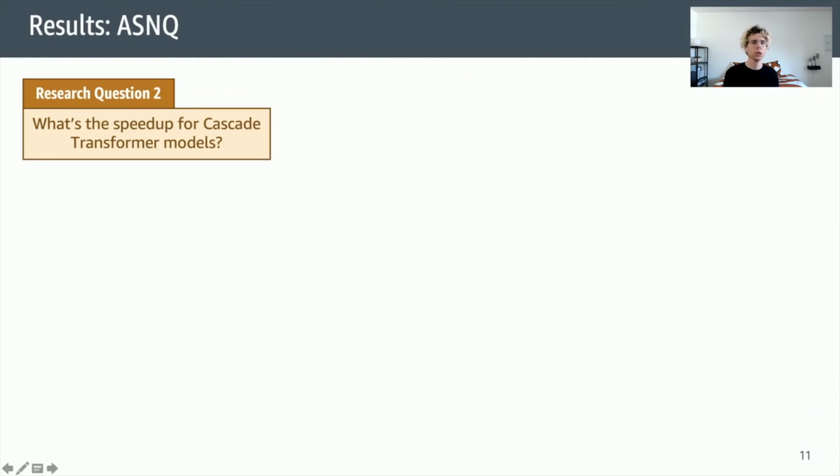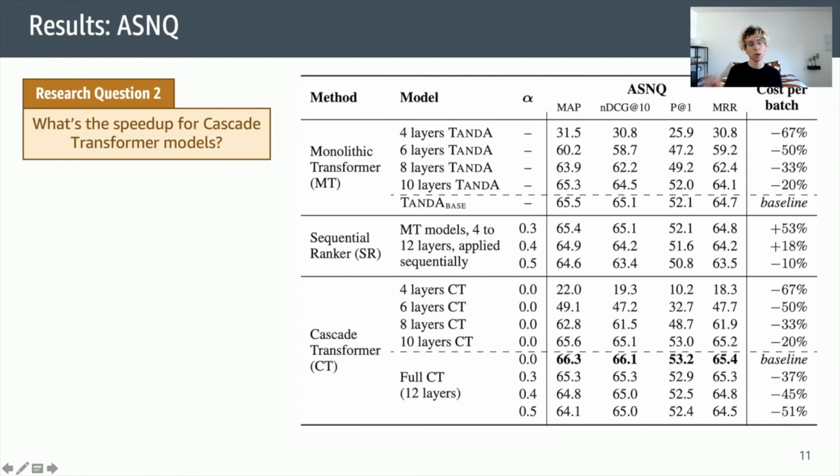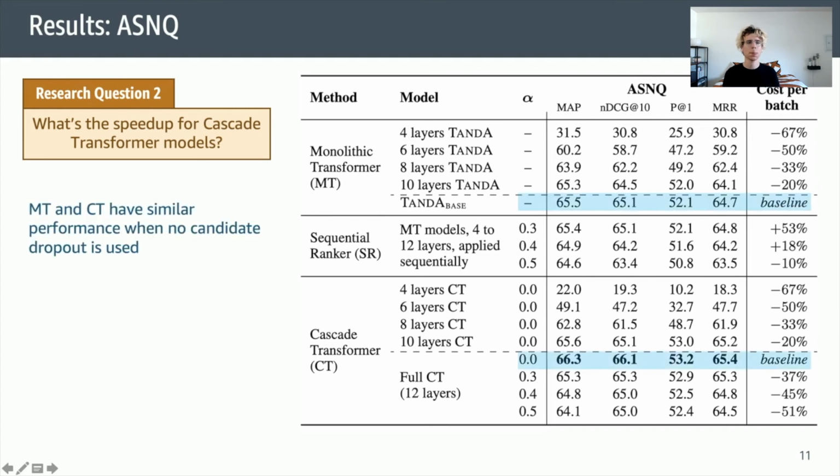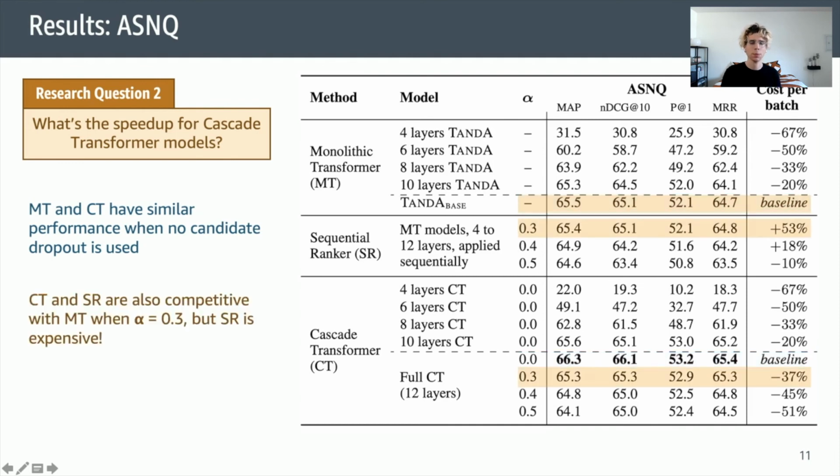For our second research question, we looked at what's the speed up of this Cascade Transformer model compared to traditional monolithic transformers. And I'm going to present here the results on the ASNQ dataset. Again, our paper includes results on GPD, the other dataset, as well. On this dataset, when no dropout is used, we see the same trend as with the previous dataset. The performance between our Cascade Transformer and the best state-of-the-art are very similar. We actually outperform the state-of-the-art a little bit.